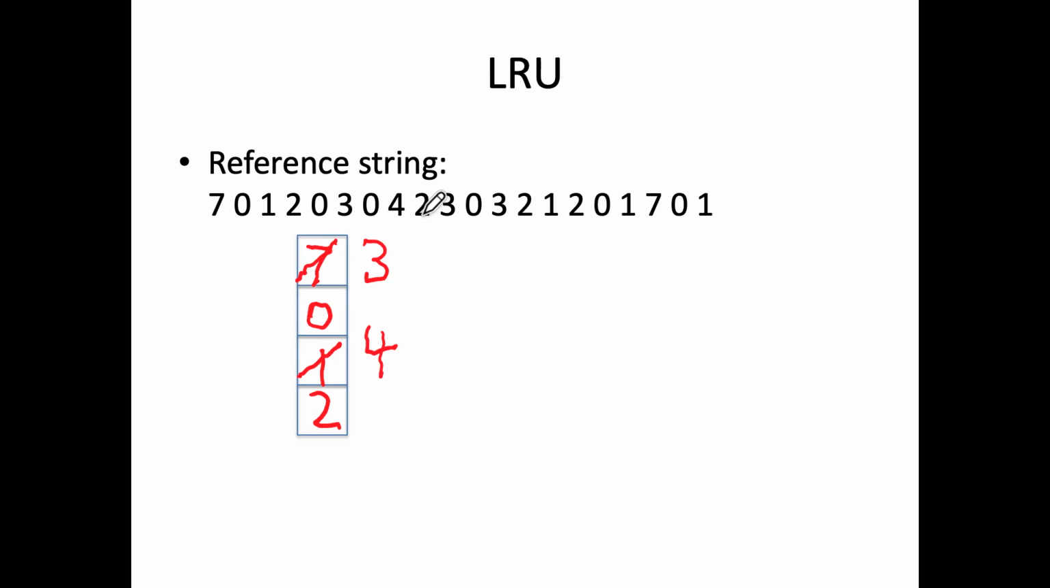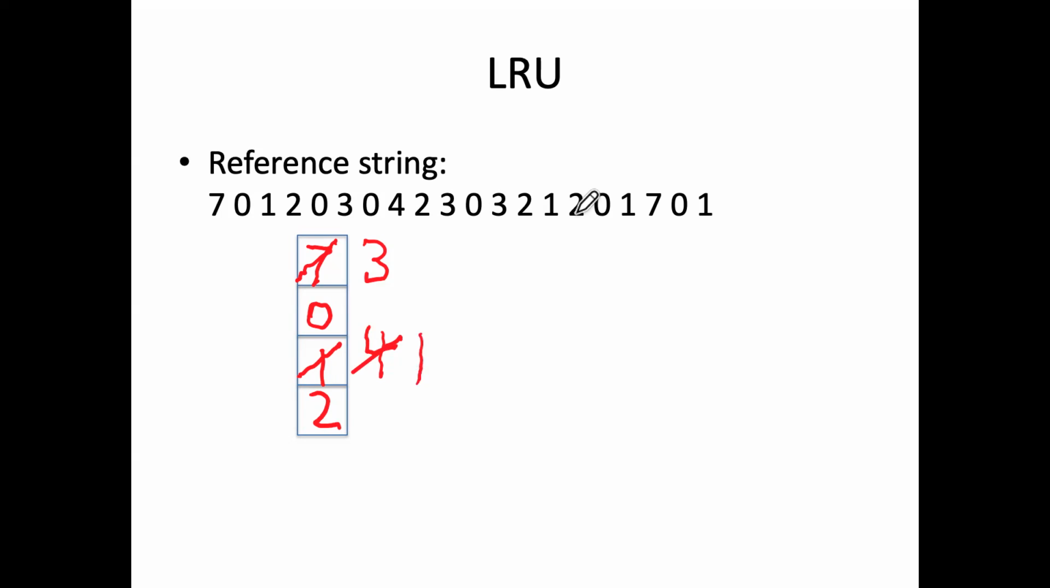And then when we reference 2, it's still in memory. When we reference 3, it's still in memory. 0 is still in memory. 3 is still in memory. 2 is still in memory. 1 is no longer in memory. So we have to pick a victim to throw out. It better not be 2 or 3 or 0. So we're going to throw out page 4 to bring in page 1.